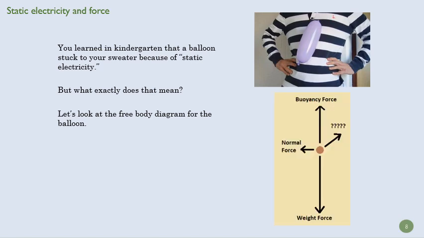So let's look at a free body diagram. I know you're groaning. Yeah, we still have to talk about forces. Forces aren't going away in 152. They're still going to be with us. So we'll draw a free body diagram of our balloon. It's got a weight force, right? It's pulling it down. It's got a buoyancy force because it's displacing the fluid in the air. That's not a very large force. It's got a normal force because it's pressing against that shirt.